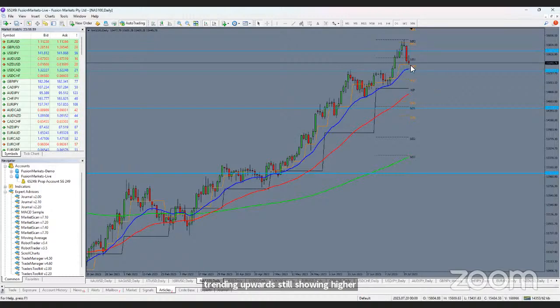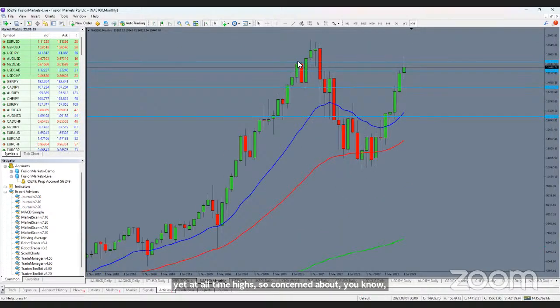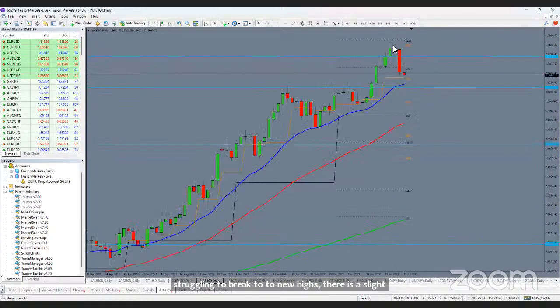It's had a couple of days of retracement, almost bringing us back down to these previous highs here. So it's in a nice area to anticipate a potential return to an uptrend, and that's what I'm looking for there. If we just have a look where we are overall, we're not yet at all-time highs, so I'm concerned about struggling to break to new highs. There is a slight level of resistance up here, which price has already hit and bounced down from. So that I'm going to be slightly aware of, but as things stand, still in an uptrend.